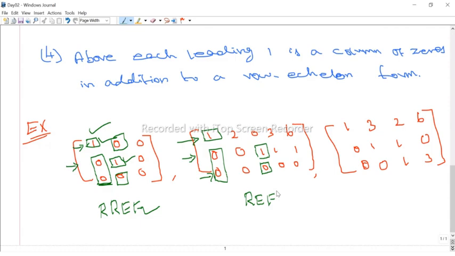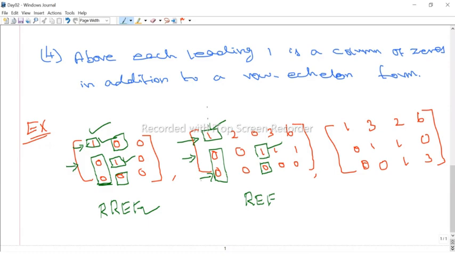That means what? Above the leading one should be 0. So we have only 2 leading ones, namely they appear in the first column and then the third column. Now we have to check that the entries above the leading entries in the columns are 0. If you take the first row, there is nothing above, therefore no need to check.